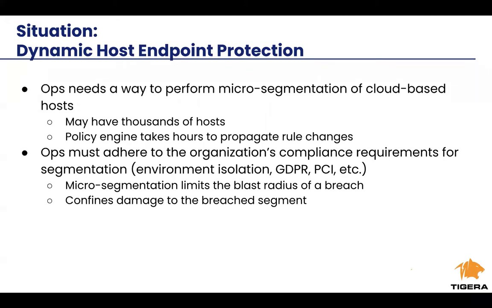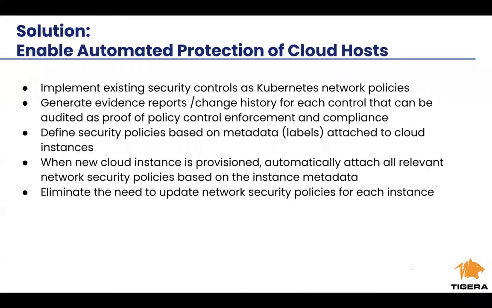It's very important to have segmentation between the VMs to minimize the blast radius of a breach and to be able to maintain compliance with security criteria. So the solution to this is to enable the automated protection of the cloud hosts, the VMs, and we can implement the security controls as Kubernetes network policies using Calico network policy.